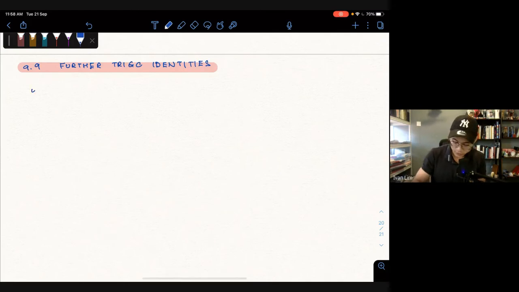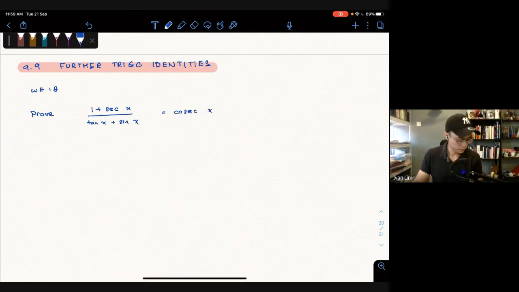Worked example 18, prove the identity: 1 plus secant x over tangent x plus sine x equals cosecant x. Take the more complex side and simplify it to the simpler side. I'll help you all with this. Later on, you can go and try again.